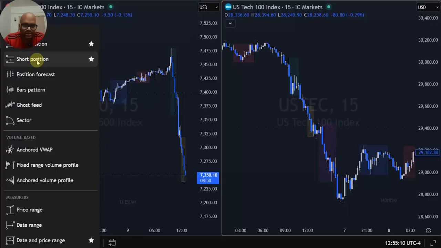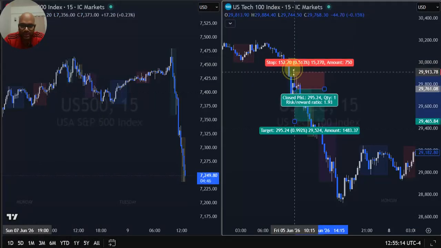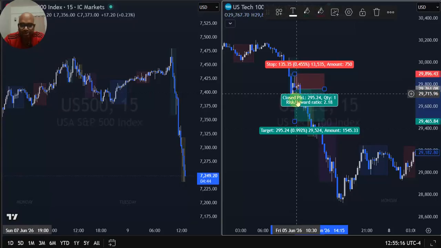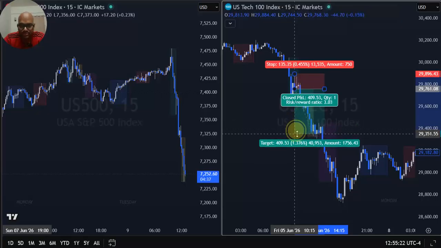I am mentioning the SL also. So you will short here. Your stop loss will be the candle high, and you will trail this trade till there is some sign of weakness.